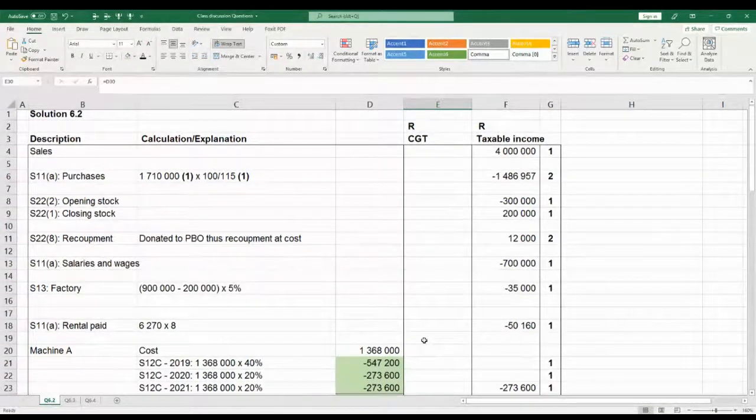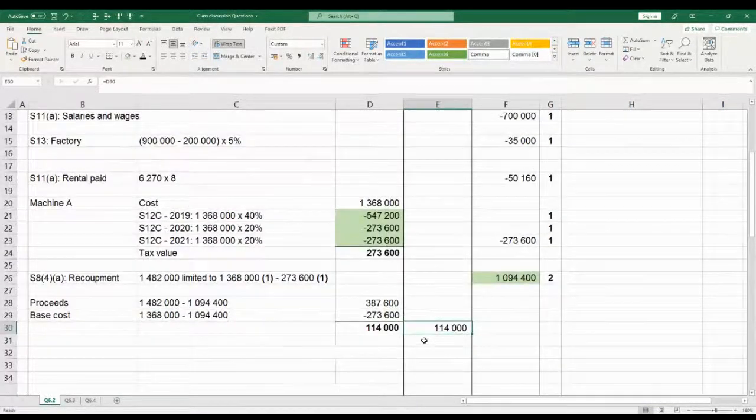gains tax calculation. So remember, when we do capital gains tax, we add all the gains and all the capital losses to work out the aggregated capital gain or loss, and that would be taxed. The taxable portion of 80% will then be included in our tax calculation. So that's why we've got a separate column for that. Then we move on to machine B.